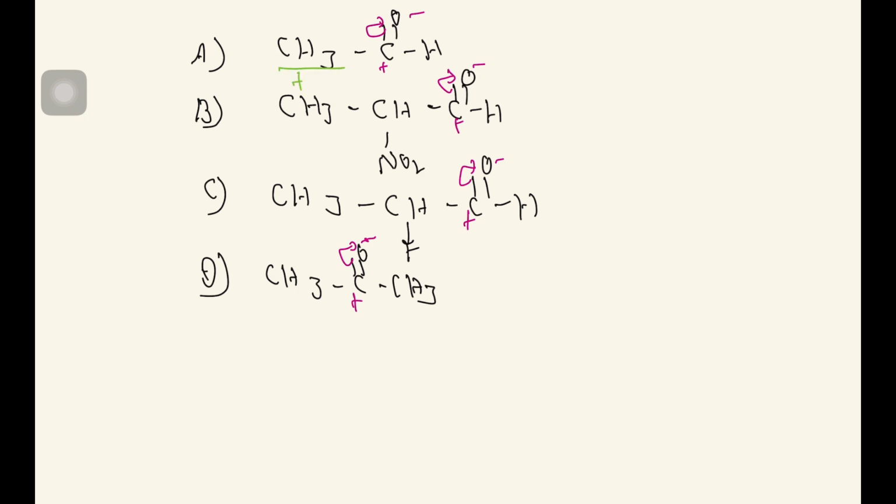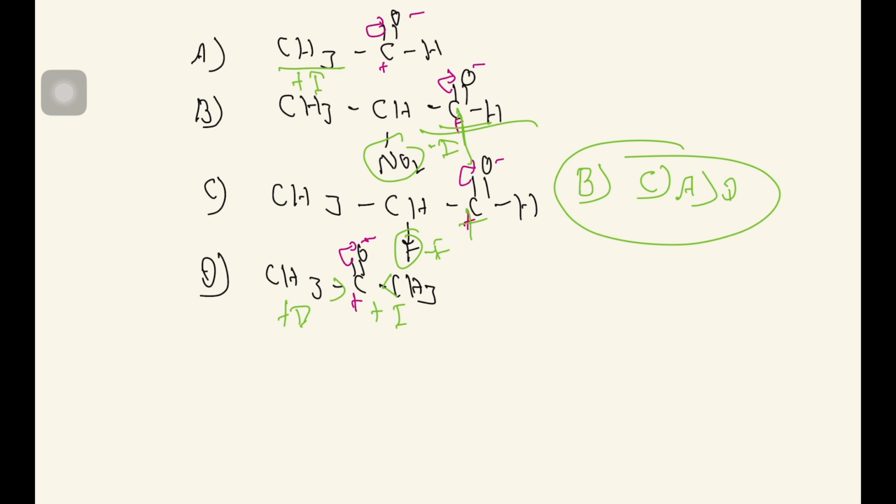So just you can see here due to plus I positive charge decreases, here due to minus I positive charge increases, here due to minus I positive charge increases, but here NO2 is more powerful, so here positive charge increases more. Here due to plus I and plus I positive charge decreases. So at first more reactive B, after that C, after that A, after that D. So this is related to inductive effect.